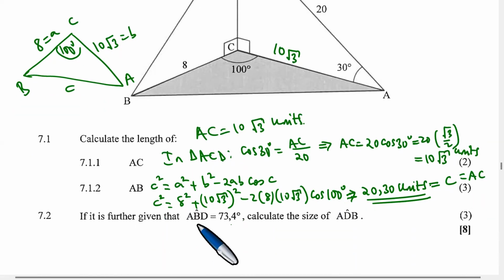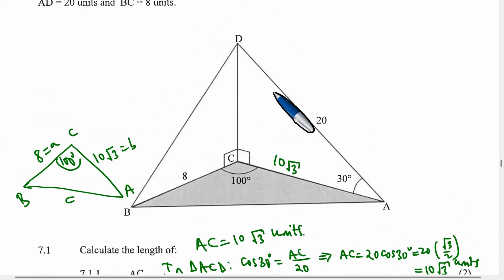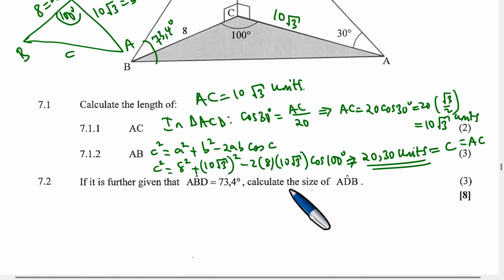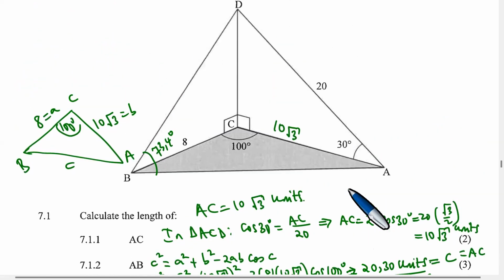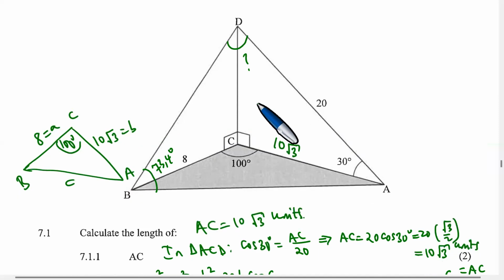If it is further given that ABD is 73,4 degrees, calculate the size of ADB. You need the size of this one here. Right, so to do this one, we just need to take this one.